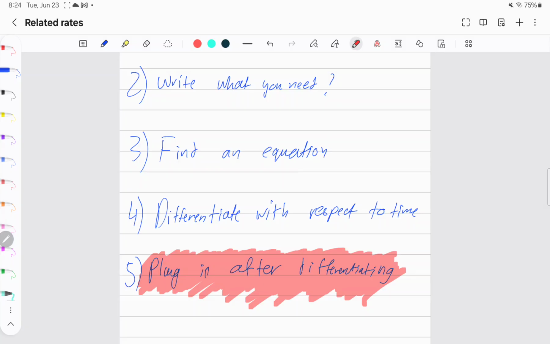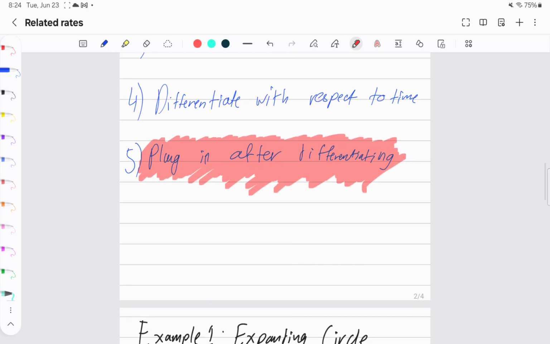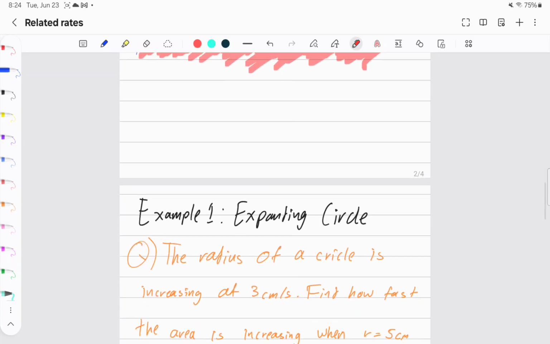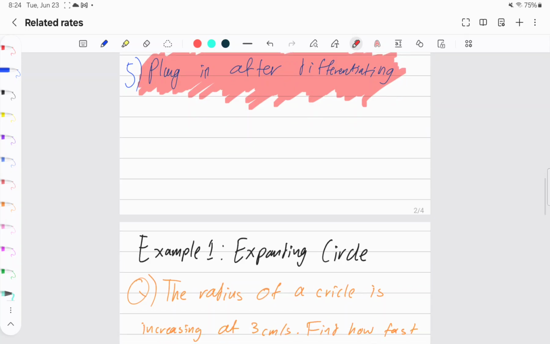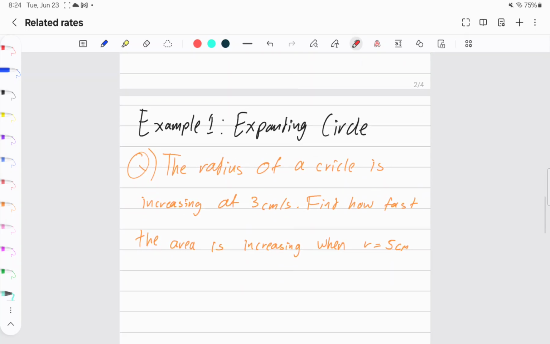After that, differentiate every variable with respect to time, be it A, be it r. When they get differentiated, it's going to be dA over dt and dr over dt. This is the main step. Just like we did in implicit differentiation, wherever there was y, we add dy over dx. Over here, whenever there's a variable, you write d variable over dt. And after that, you plug in your given values, which usually we'll see in a question, like this number 5, because a lot of students get confused. So I highlighted it and we're going to see it in action while solving questions.